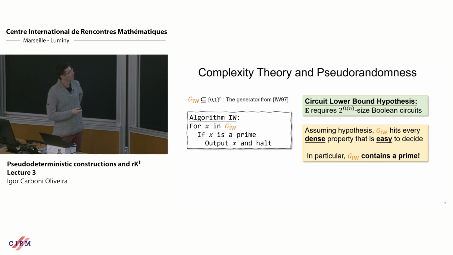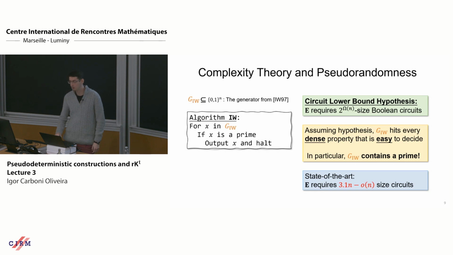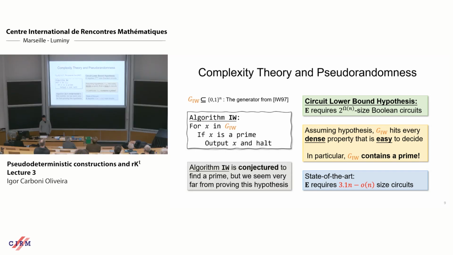But of course, the difficulty is how do we construct a pseudorandom set with the properties we need? Using techniques from complexity, we can construct such a set, but at the moment only under very strong computational assumptions. For instance, if E requires exponential size circuits, then we know that this set, the Impagliazzo-Wigderson generator, has the pseudorandom properties we need so that it contains a prime. Okay, so that's another conditional construction. But we are very far from establishing this conjecture. The best known lower bounds are only linear. So again, we can have a conditional procedure, but obtaining an unconditional result seems very difficult.